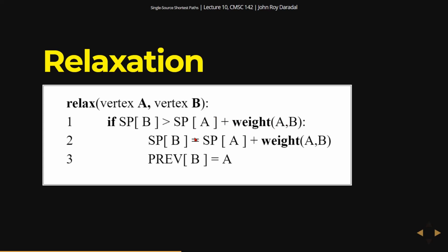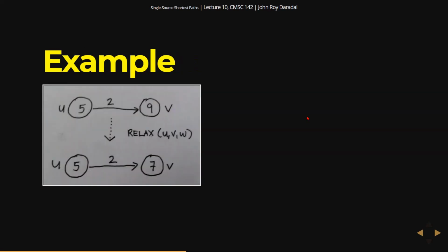So if that is the case, then we will update the shortest path of B to be equal to this value, because this one is smaller, right? And then we'll also update the previous of B to be equal to A, because that would have been its backtrace already, because you came from A to go to B if you pass through the edge AB. Okay, so if that doesn't make sense, maybe it would make sense if I show you some examples.